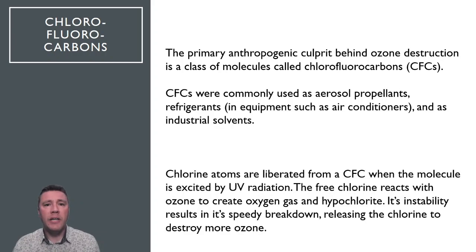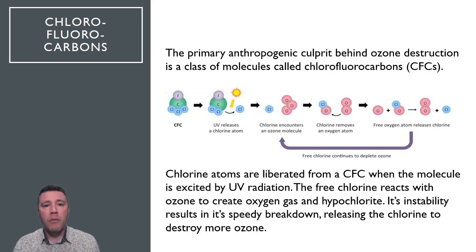When a CFC enters the environment and travels through the atmosphere, it can be broken apart by ultraviolet radiation. That ultraviolet radiation liberates a chlorine atom that is then free to attack ozone. It does so by ripping off one of the atoms, destroying that ozone molecule, forming something called hypochlorite. This hypochlorite is very unstable and readily breaks down, freeing the chlorine atom to destroy yet another ozone molecule.